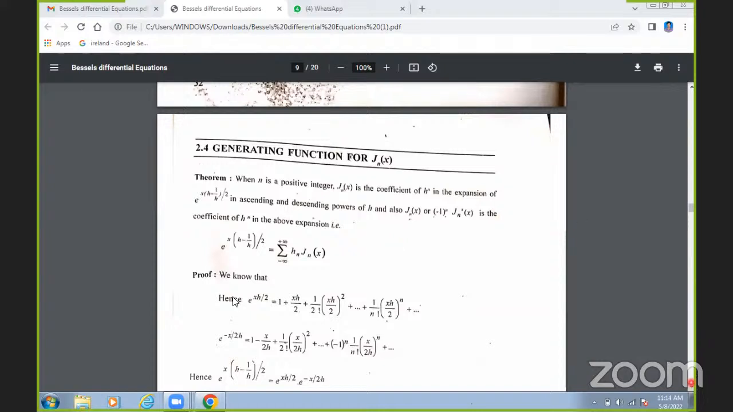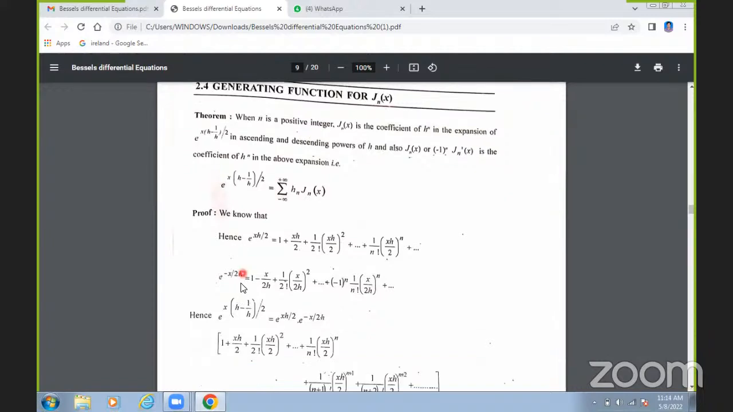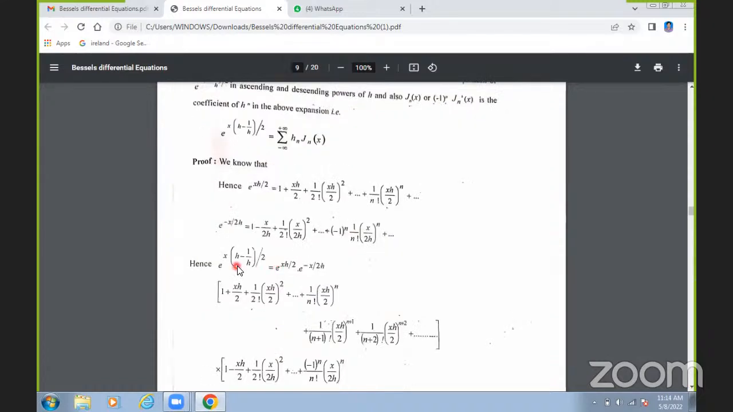Similarly, the exponential of minus x/(2h), e to the power of minus x/(2h). So this we are going to get as this one. You are going to get alternate signs, minus, plus and minus. The final term is minus 1 whole to the power of n into 1/n factorial into (x/2h) whole power n. So therefore, e to the power of x(h minus 1/h)/2 we can write as this one. Understand?